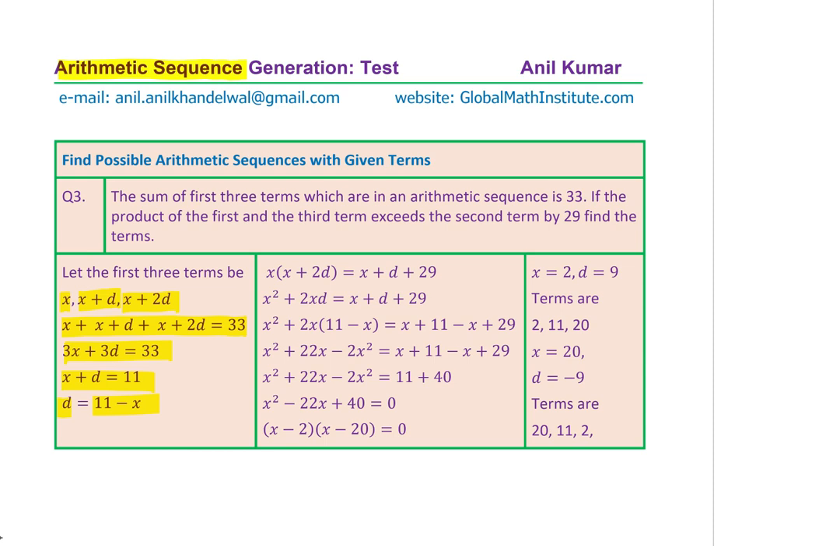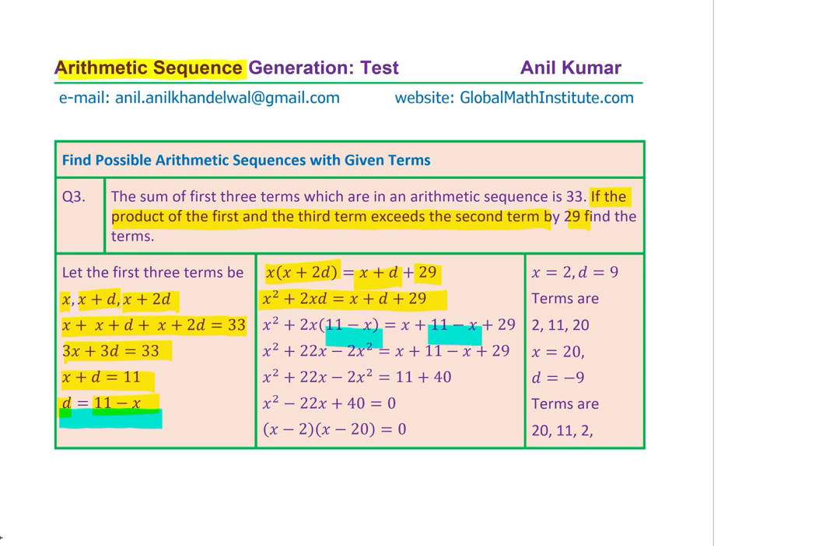Now we'll use the second condition, that is, if the product of the first and the third exceeds the second term by 29. So product of first and the third is x into x plus 2d. It exceeds means plus 29 of the second term, which is x plus d. So we get an equation. Second equation with x and d. We can solve this by substitution. We'll now substitute the value of d in this particular equation. So first I have expanded this, written as like a quadratic form, and then I have substituted the value d equals to 11 minus x in this particular case.